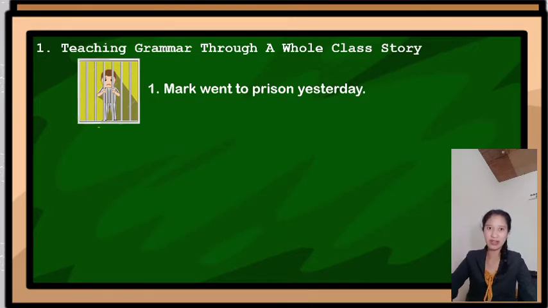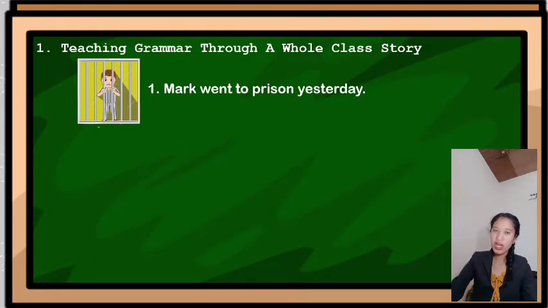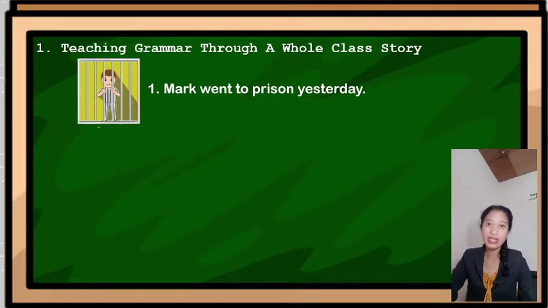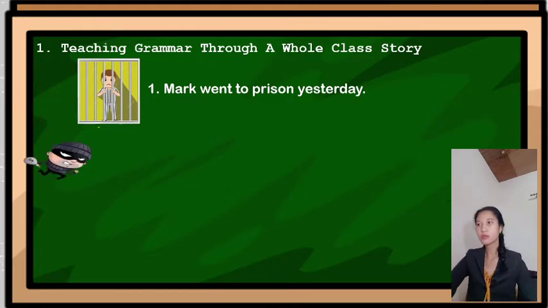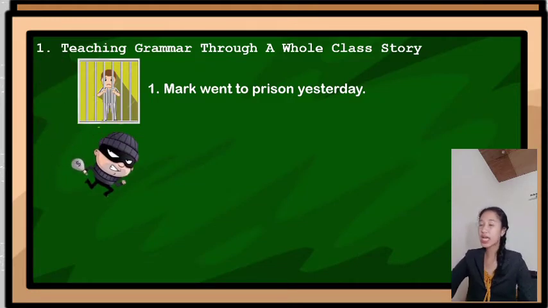So what do you think about yesterday? Is it present? Present is today. Is it future? Tomorrow is the future. Yesterday is past. So this sentence is past tense. Now let's proceed to the second illustration. What can you see in this illustration?